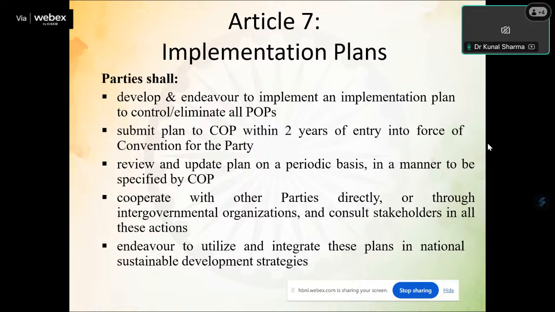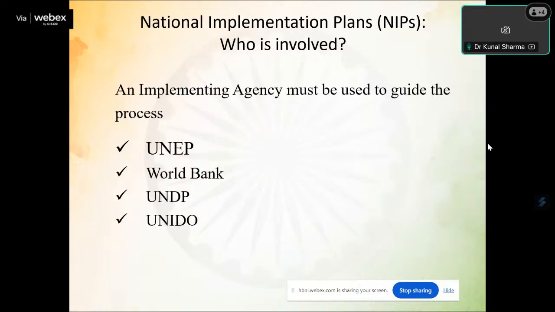Cooperate with other parties directly or through intergovernmental organizations and consult stakeholders in all these actions, and endeavor to integrate these plans in national sustainable development strategies, because persistent organic pollutants are very, very tough, and they exist everywhere, so they require a separate strategy, and the party should have a certain implementation plan to mitigate this type of hazard. Now you will ask, who is involved in the national implementation plan?